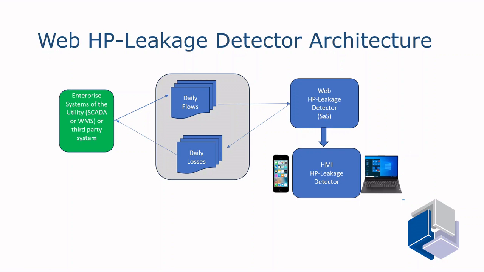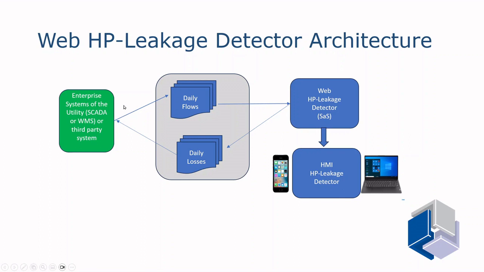Let us see now the architecture of the Web HP Leakage Detector. We have an external system, which is the user of the service. This system could be the enterprise system of the public utility, could be a remote SCADA, or the water management system of the utility, or it can even be a third-party software as a service from another provider, which uses the computation of the Web HP Leakage Detector in order to give its services.